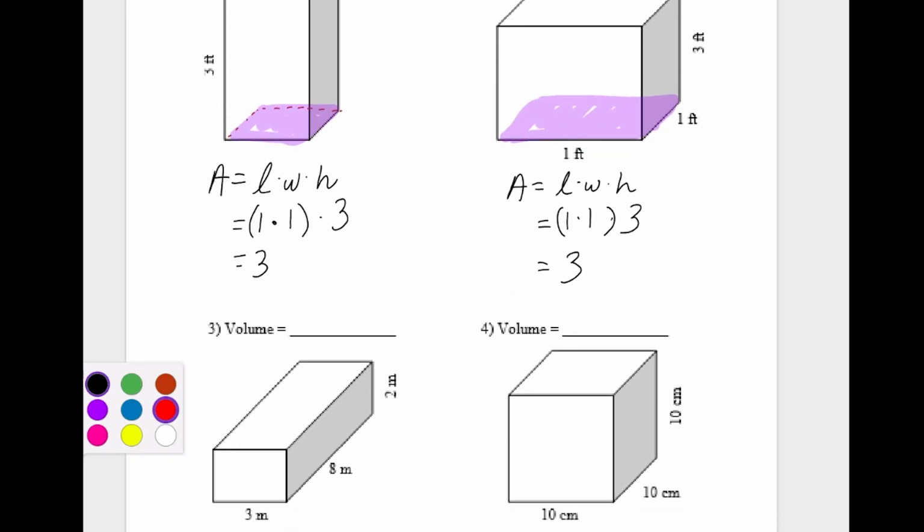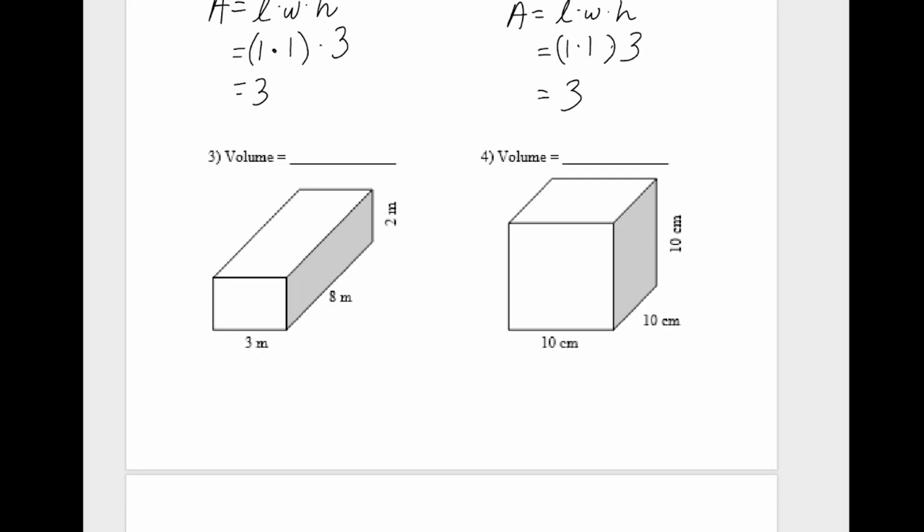All right, so for these ones down here, same process. We've got the base area times the height. So for number 3, here's the base. I'm trying my best to shade it in here. And you can see that the base is 3 by 8. So the area is the length times the width times the height. So 3 times 8 times the height, which is 2.